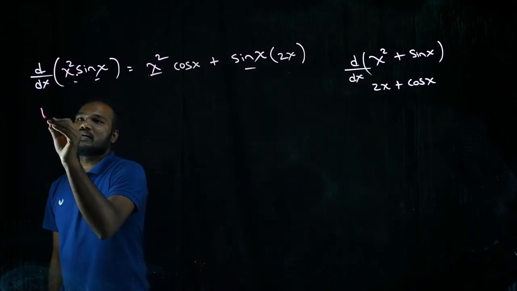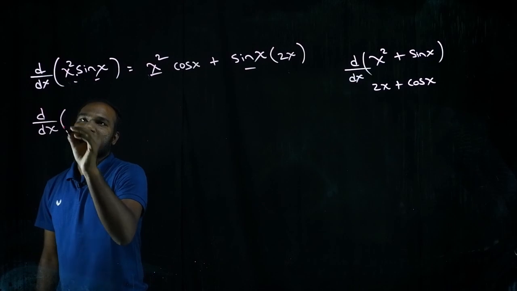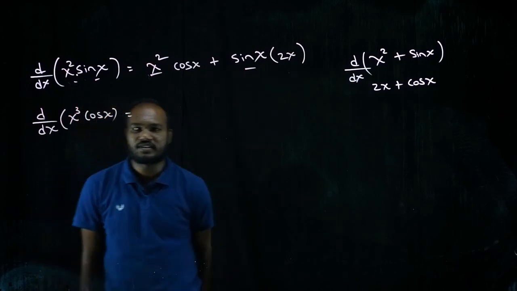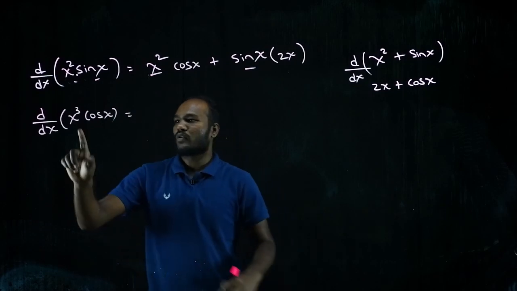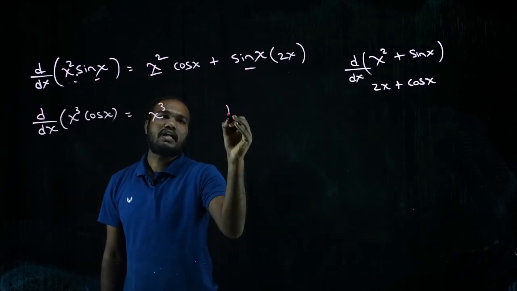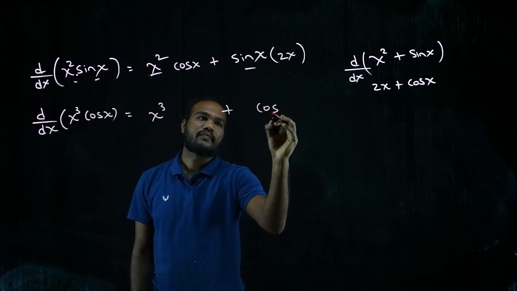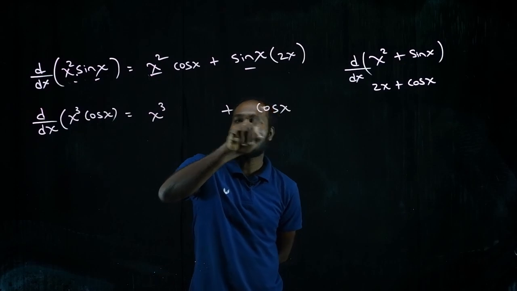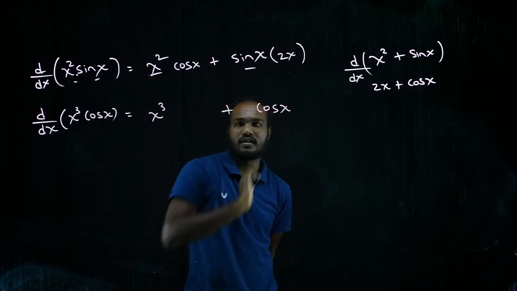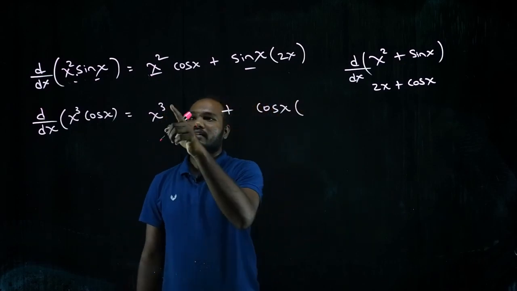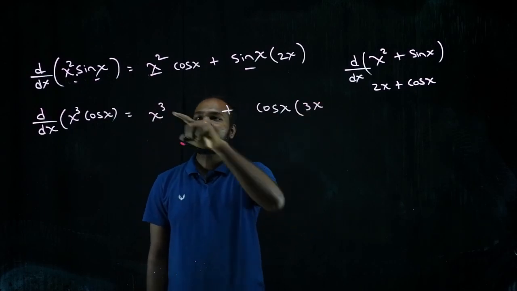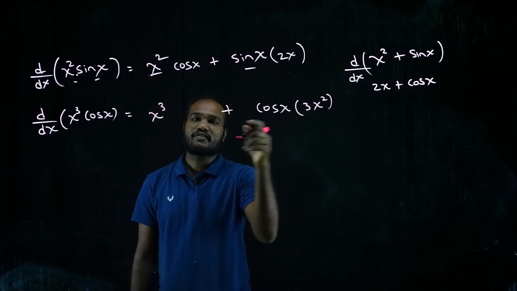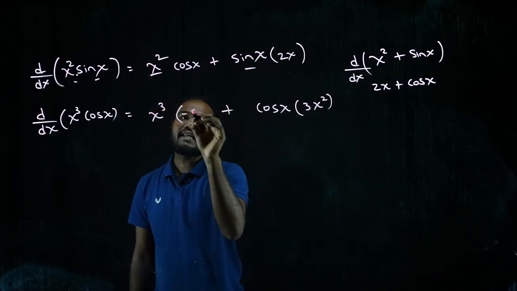Let's see another question. We have to differentiate d by dx of x cube cos x. So let's differentiate this. What is the first thing we need to do? Write this here plus write this here. Cool. Next, this one we have to differentiate here. This one we have to differentiate here. So x cube differentiation, 3 will come in front. X power 3 minus 1 is 2. And this we have to differentiate here. Cos x differentiation is minus sin x.